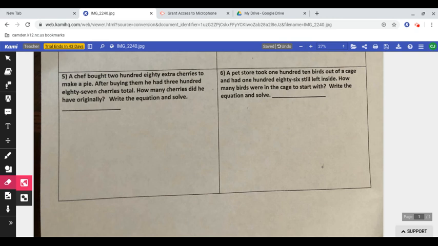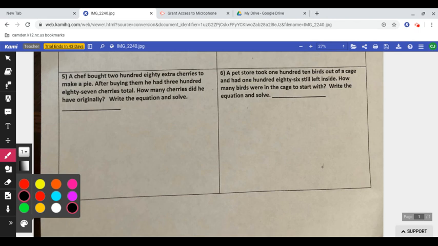Number 5. A chef bought 280 extra cherries to make a pie. After buying them, he had 387 cherries total. How many cherries did he originally have? Write the equation and solve. Originally, just another fancy way of saying start with. I'm going to circle my key numbers, 280 and 387. Make sure you get the 387. If you stop at 300, you're not going to get the right answer.